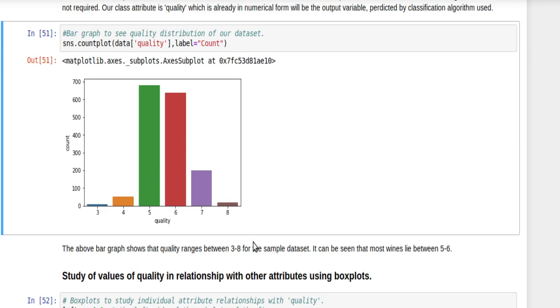Here we have plotted the bar graph to see the quality distribution of our data set. We can see that our quality lies between 3 to 8, and most of the quality lies between 5 to 6.